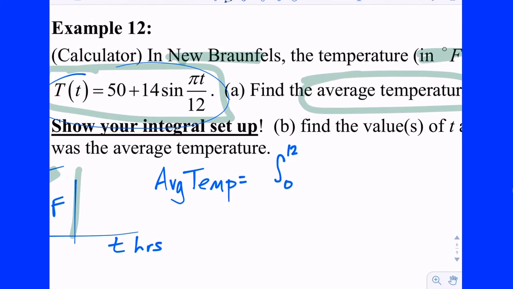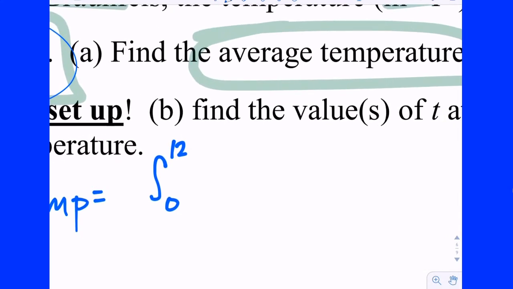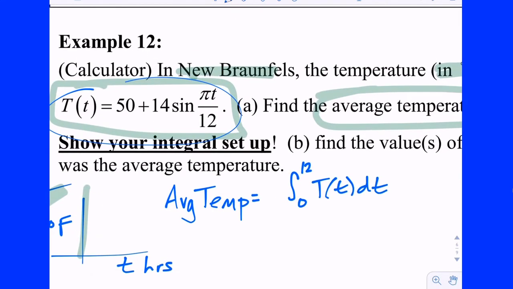And here's a nice little tip. If it's a calculator question like this one, and you have your function named like big T of t, all you need to do is put big T of t dt there. You don't have to waste the time putting the 50 plus 14 sine of pi t over 12. So it wouldn't be wrong to do that, but it's a little bit faster.